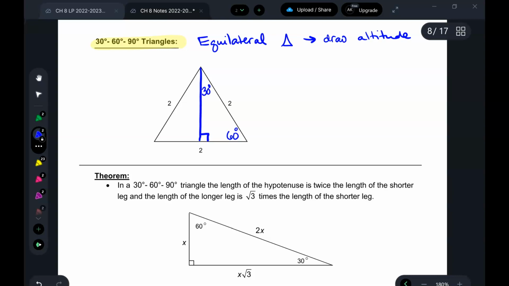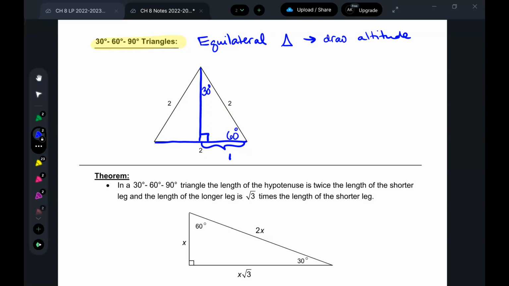Now, the altitude also bisects the side. So if the whole thing on the bottom is 2, it's 1 on each side, so we have 1. So what's the relationship between the side opposite 30 and the side opposite 90? What's always going to be true? It's always going to be half, right? So if I had a hypotenuse of 10, the side opposite 30 would be 5. So this shorter side, the one opposite 30, is always half of the hypotenuse.